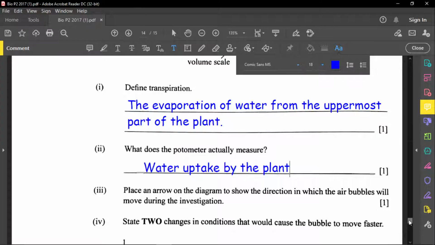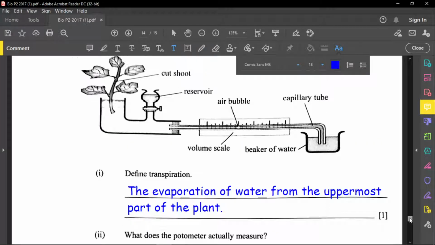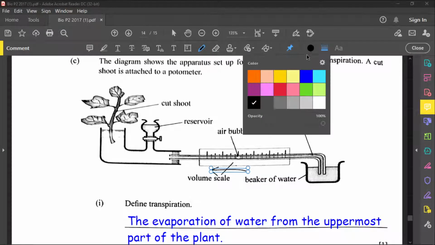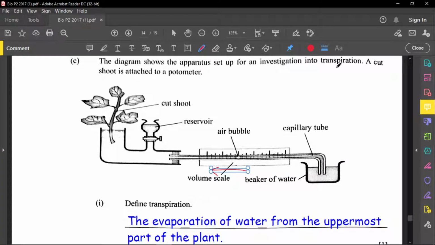All right. And so the next task is to place an arrow on the diagram to show the direction in which the air bubble will move during the investigation. The air bubble will be moving this way, going towards the plant, because water is being sucked up by the plant, so the bubble will also go in that direction. That will be our direction of movement of the bubble.